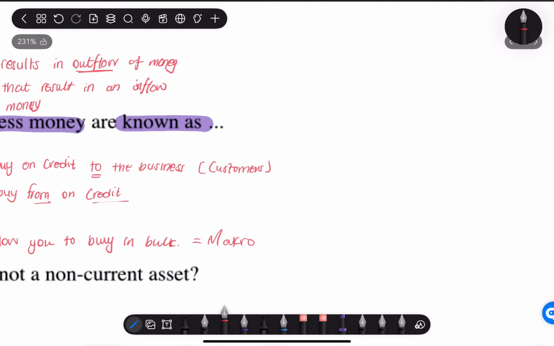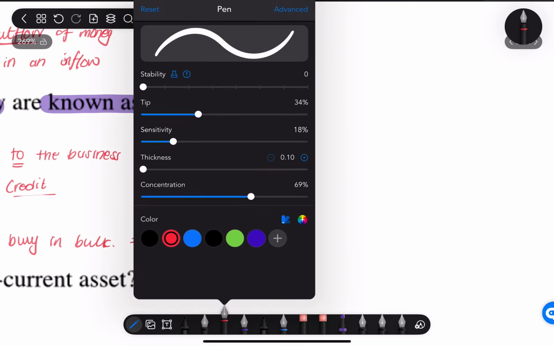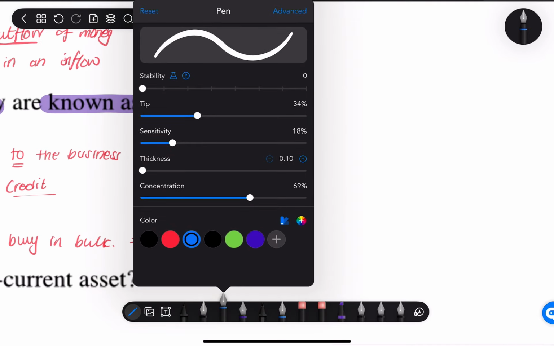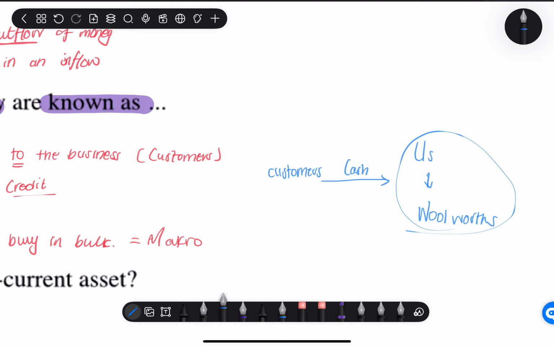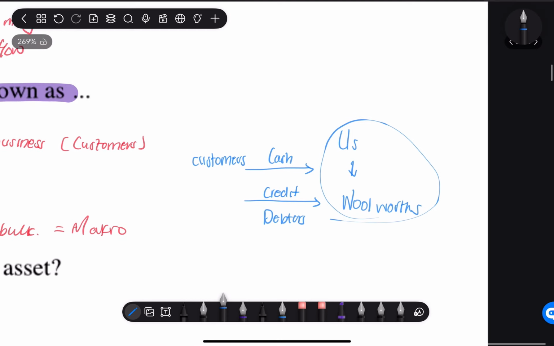let's draw a little diagram just in case it's not clear for anybody. So this is us. And let's give us a name so it's easy to work with. Let's say we are Woolworths. Okay? People that buy from us are our customers. If our customers buy on cash, then of course, that's fine. But if they buy on credit, then they are debtors. Right?